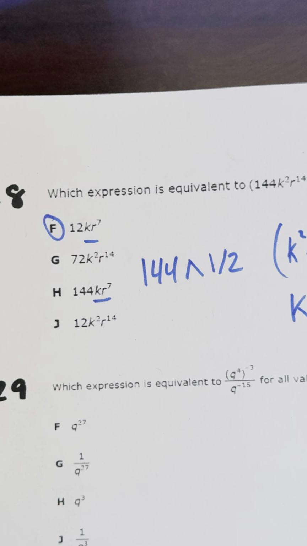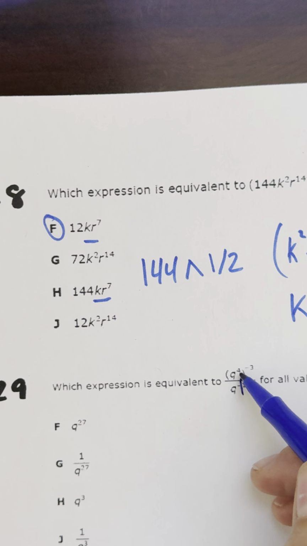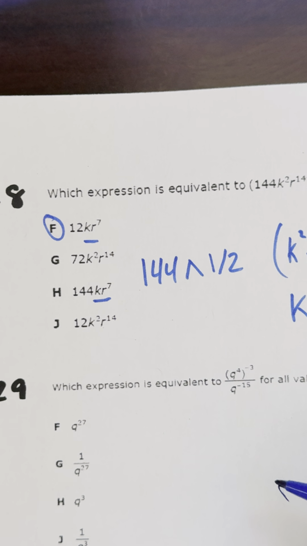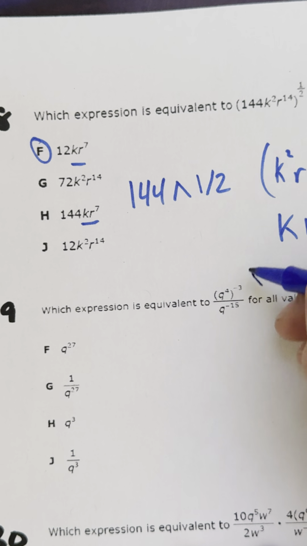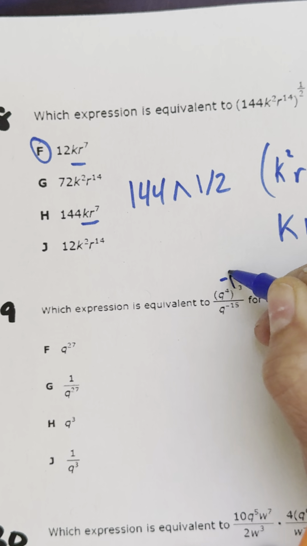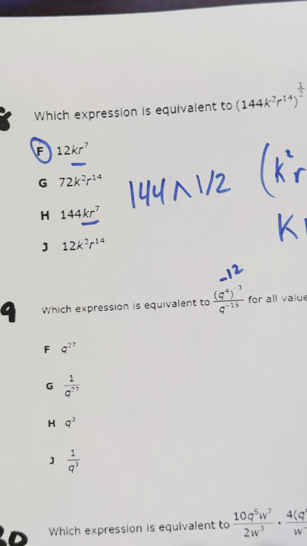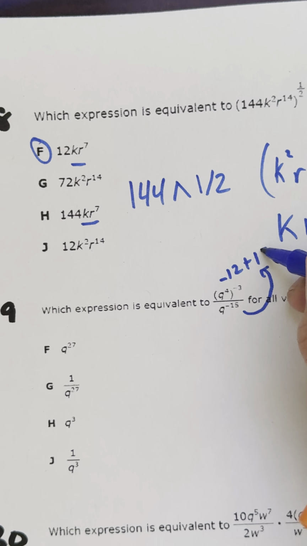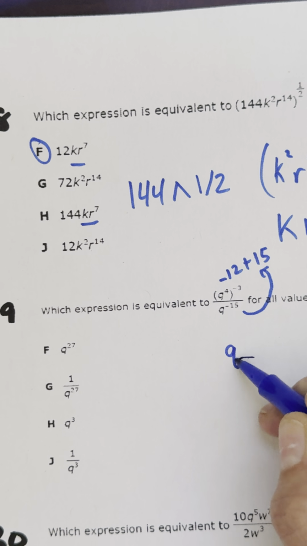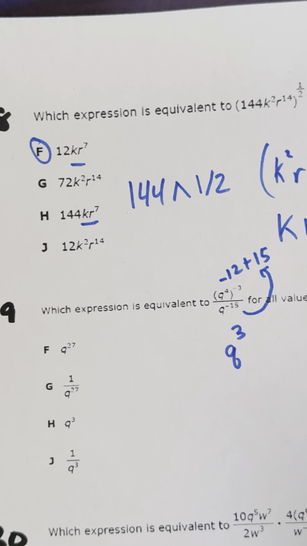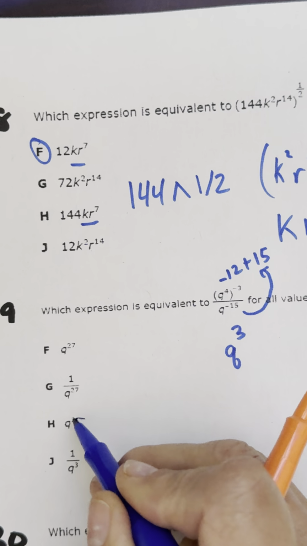Okay, 29. So we have negative 3 times 4. So we have q to the 4th raised to the negative 3. So we're going to multiply. So you get negative 12. So the q to the negative 15, you can move up and add it to the other q's. So negative 12 plus 15 gives you q to the 3rd. So our answer is H.